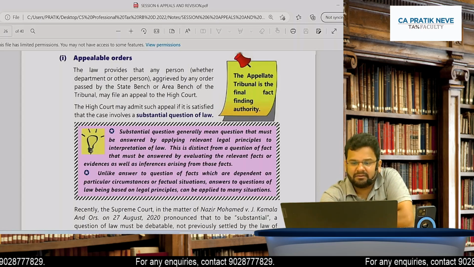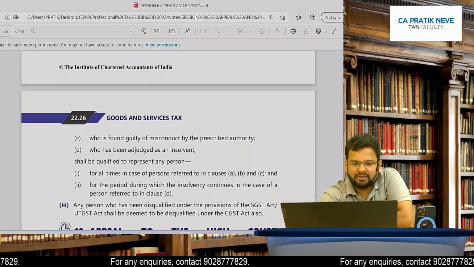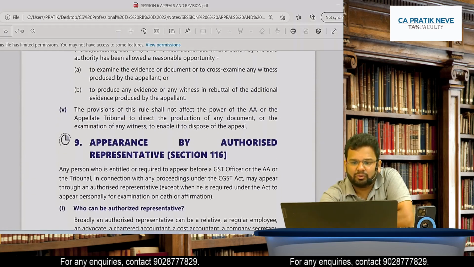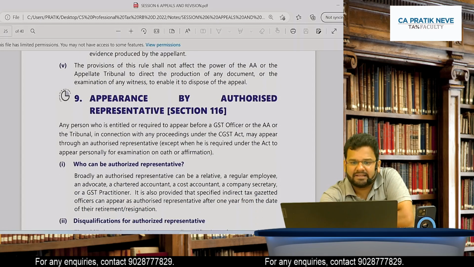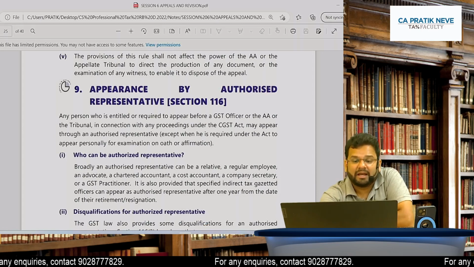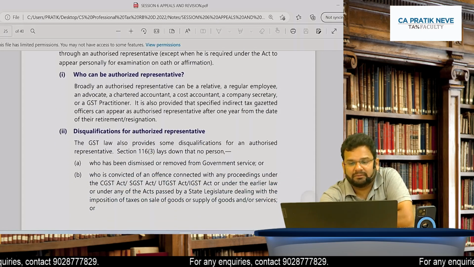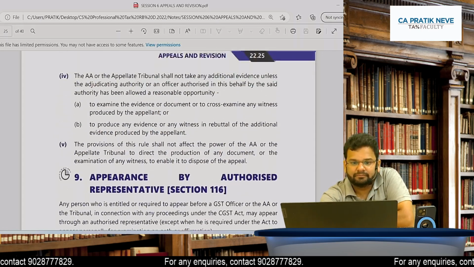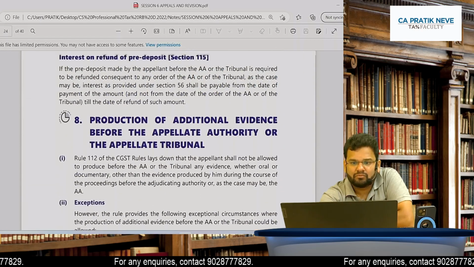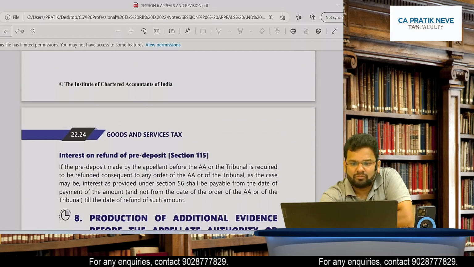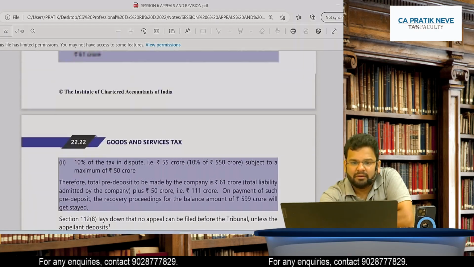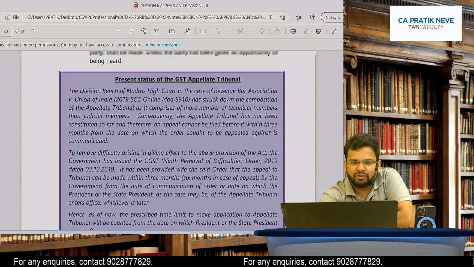Did you understand? So that was one more principle that you needed to know. Also go through who is the authorized representative and up to what level he can do the appeal. You understood this interest part. Pre-deposit you understood very well.